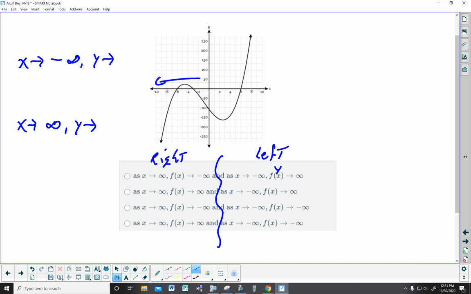Okay, as you go really far left, you're going really far down. As you go really far right, you're going really far up. So if we scan through, I don't know if you want to find the left first. As you go left, you go down. As you go left, you go up. As you go left, you go up. As you go left, you go down. So it's a choice of these two. So these are out. The right side, as you go really far right, you're going really far up. This says really far right, you're going really far down. So it's got to be this one.